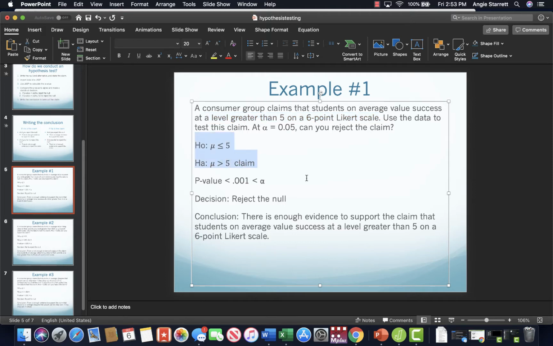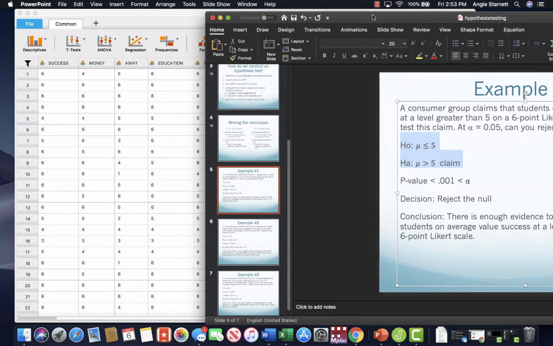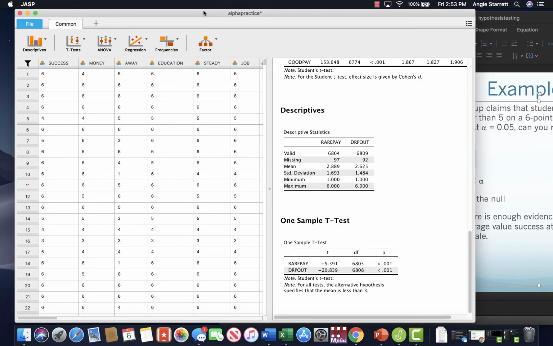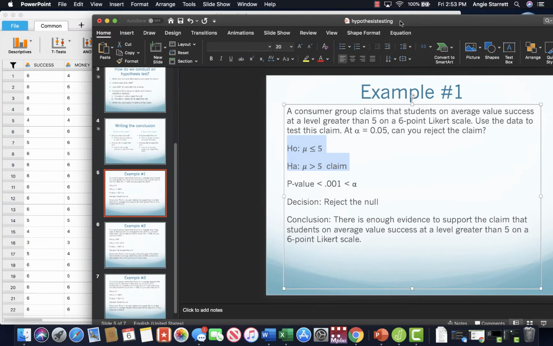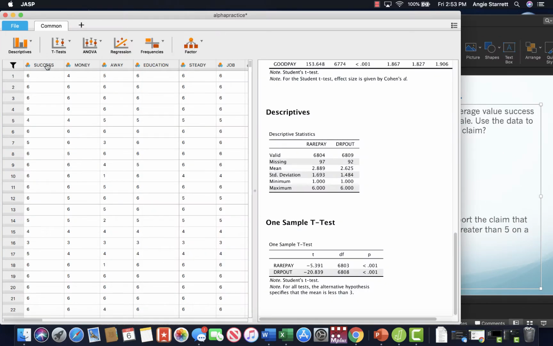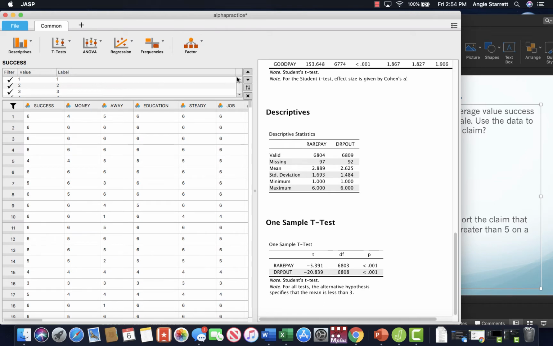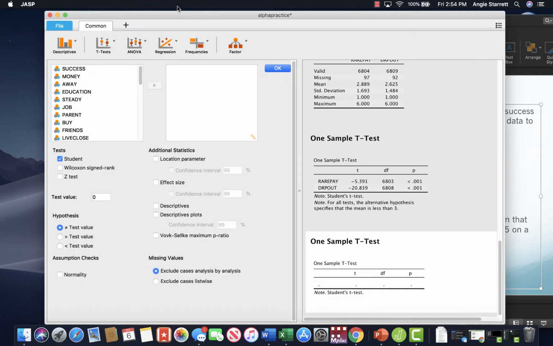Now we want to actually find the p-value. So let's go over to JASP. I'm walking you through these problems; I would not expect you to read this and know I'm referring to the variable success here. So let's do t-test, 1 sample. We've got a list of all our variables, and we are interested in success. And you are going to leave Student checked.